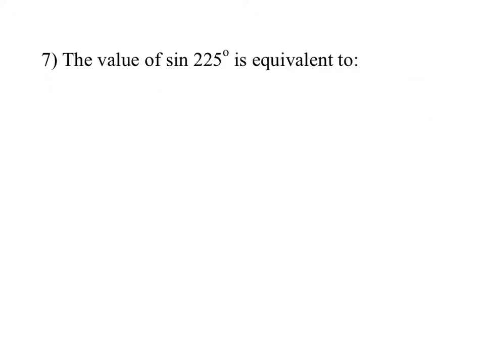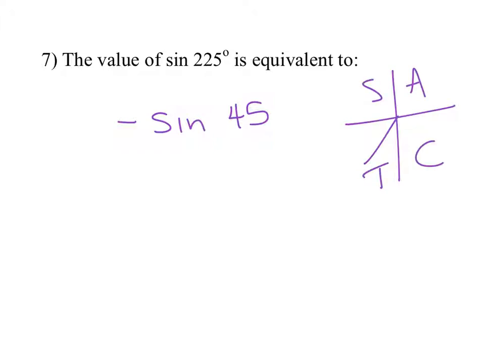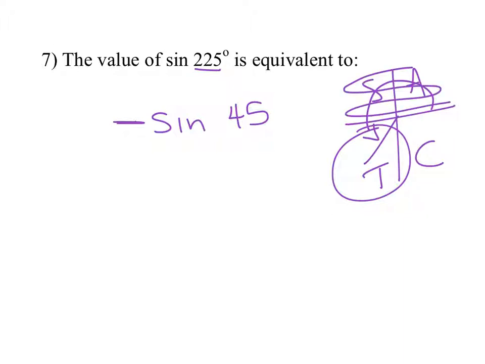And finally this one. This one should be negative sine of 45. It's in quadrant 3, ASTC. Tangent's the only thing positive, so sine is negative. And the reference angle for 225: this whole thing is 180, so you're cutting out 180 of it. 225 minus 180 is 45. Have a good day.